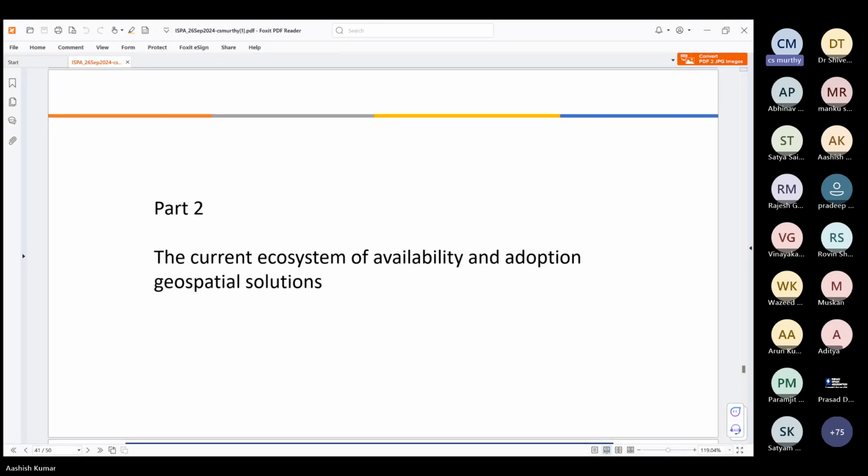We need to think whether the currently available technology is fully utilized or not. To understand that, we need to know about the ecosystem. What is the ecosystem of availability and adoption? Part two of my presentation focuses on this aspect, because at the end of the day, it is the question of technology adoption. If the technology is available, that is not enough. Are we effectively reaping the benefits of this technology up to its potential or not? Next, please.